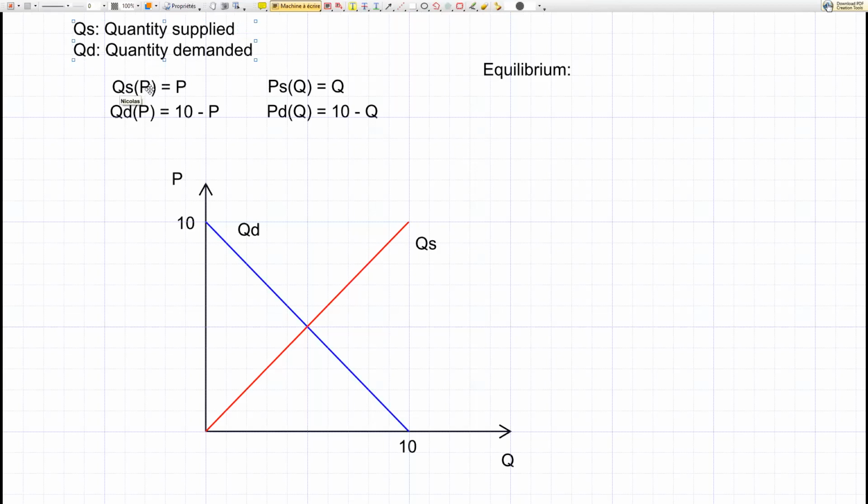QS with parenthesis P means that QS is a function of P. How is it a function? Well, because as we've just seen, the higher the price, the more producers want to supply some good. So that's why we have QS of P, which is equal to here a positive function of price. Here I just said it's going to be the easiest function possible, so P itself. And this is how you express it.